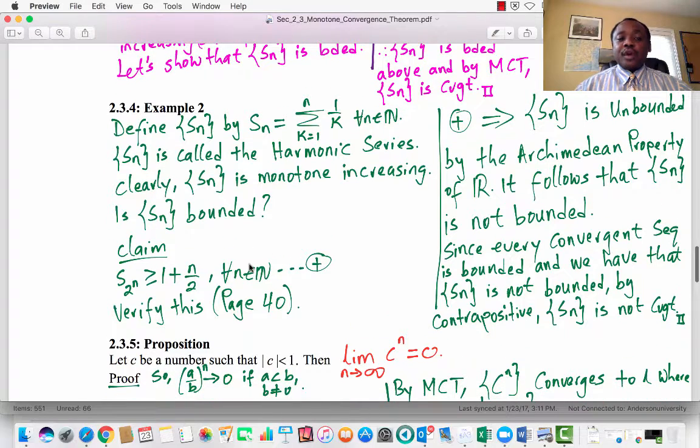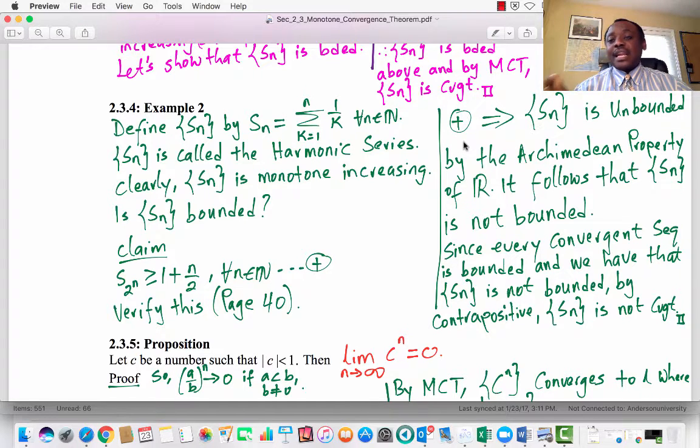You can see the proof on page 40 of our text, Advanced Calculus by Patrick M. Fitzpatrick. There is a detailed analysis of this sequence and the proof that Sn is actually unbounded. Very briefly, from the text, you would see that S2 raised to the power n is greater than or equal to 1 plus n over 2. Let's call this inequality plus. From plus, we can use the Archimedean property of the set of real numbers to conclude that Sn is unbounded, i.e., it follows that Sn is not a bounded sequence.